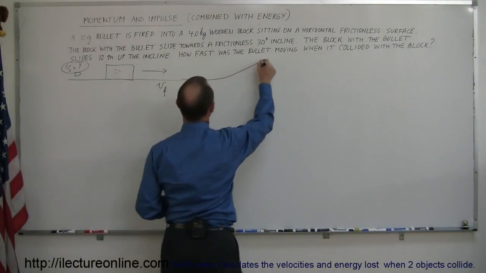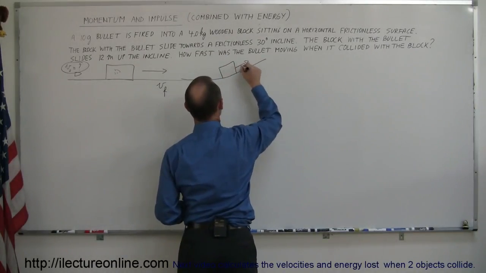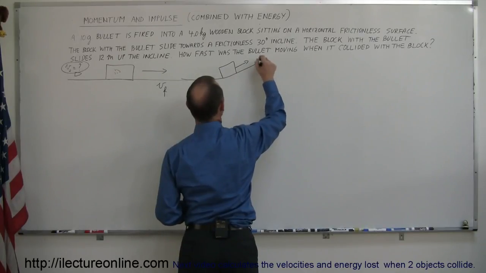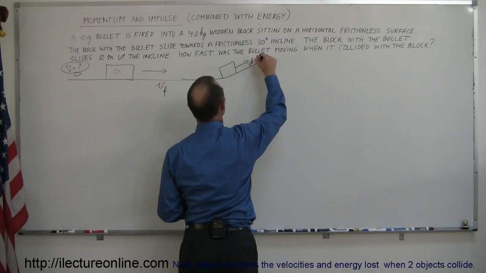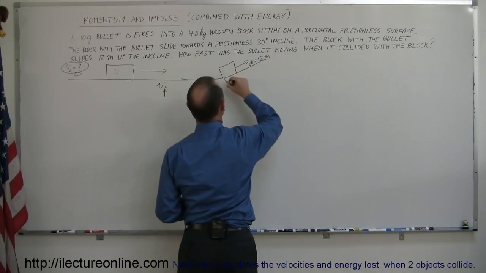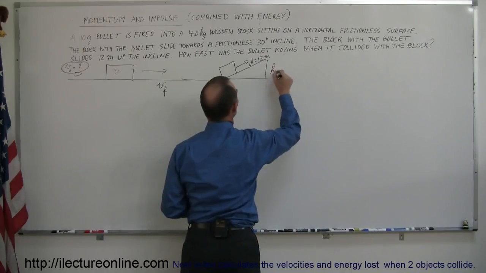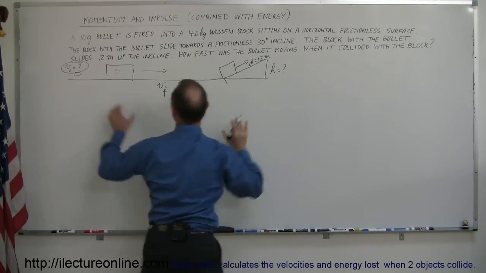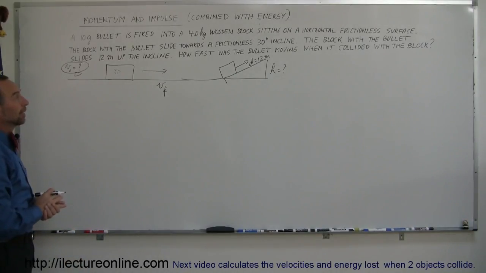Then the block and the bullet reach an incline and start sliding up the incline. We don't know what the height is, but they reach a distance. The distance equals 12 meters before the block comes to a stop. So the question is, how high did it go? And then finally, how fast was the bullet moving before it hit the block? All right, where do we start?